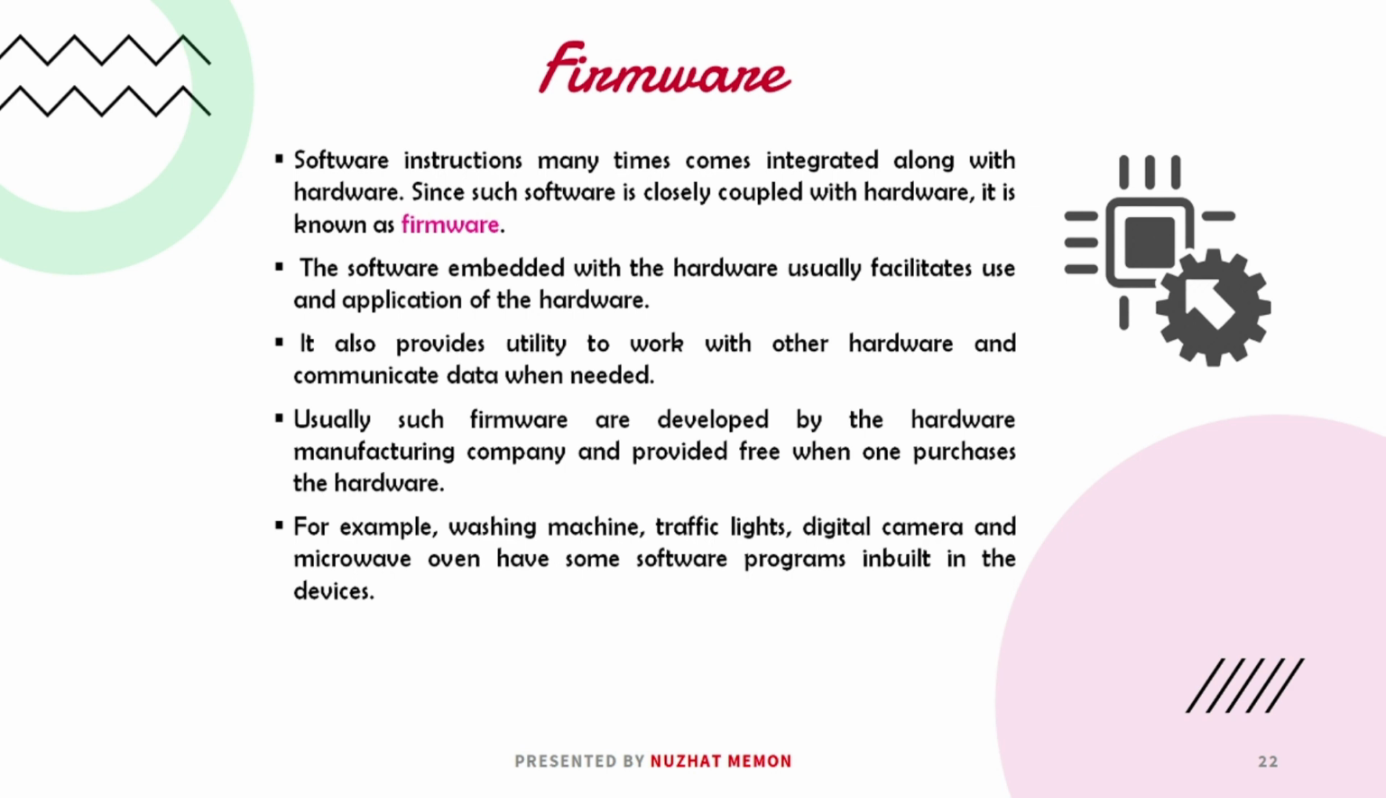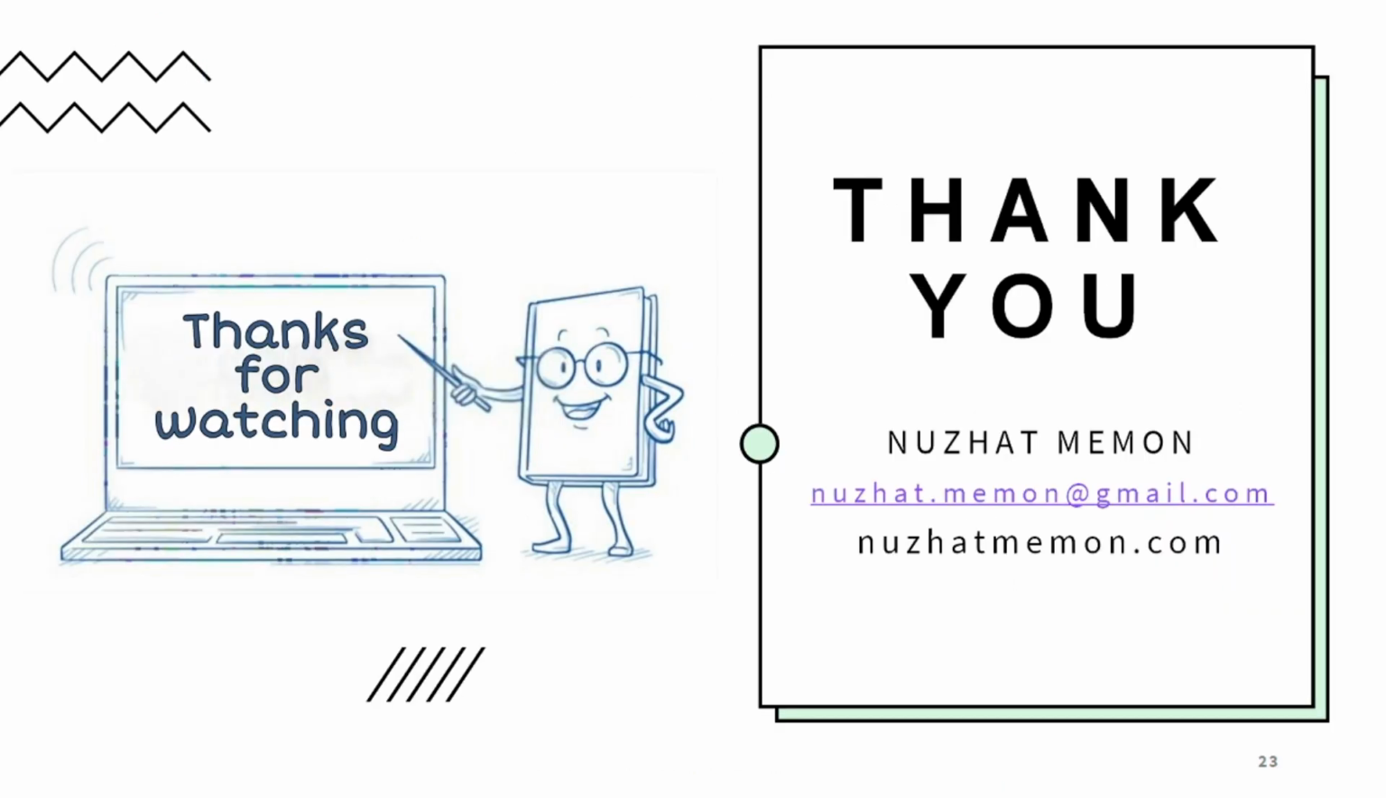Such firmware is developed by the hardware manufacturing company and provided free when one purchases such hardware. For example, washing machine, traffic light, digital camera, microwave oven have some such software programs inbuilt for that specific hardware device. So chapter number 1 gets over here.